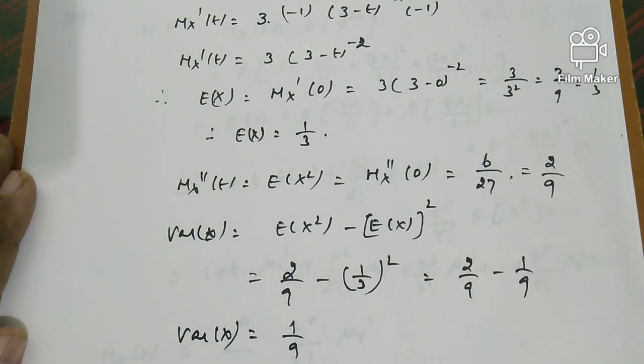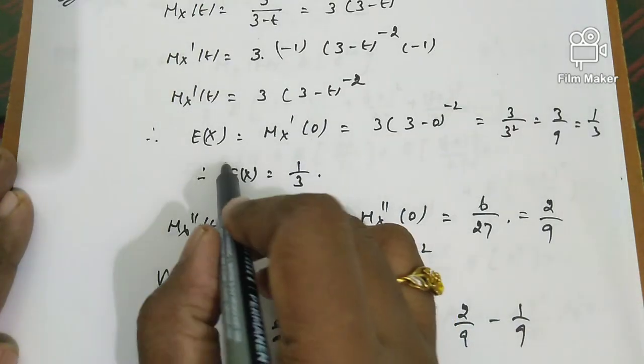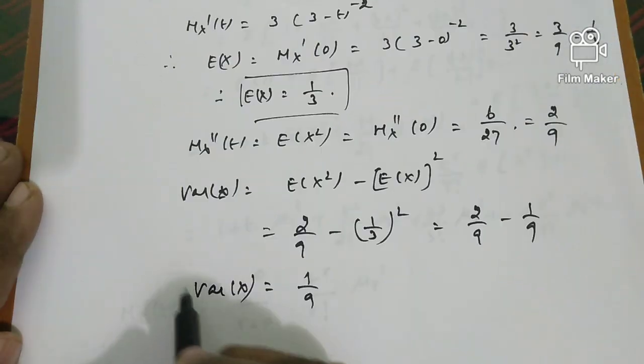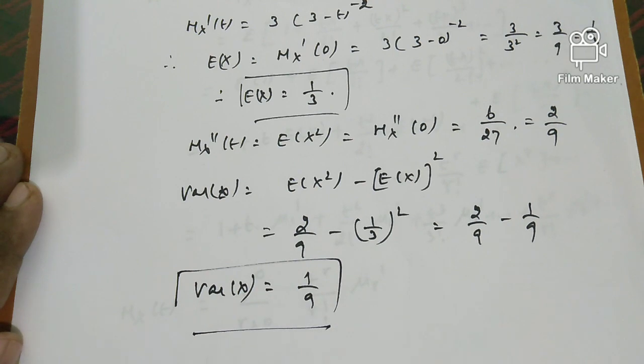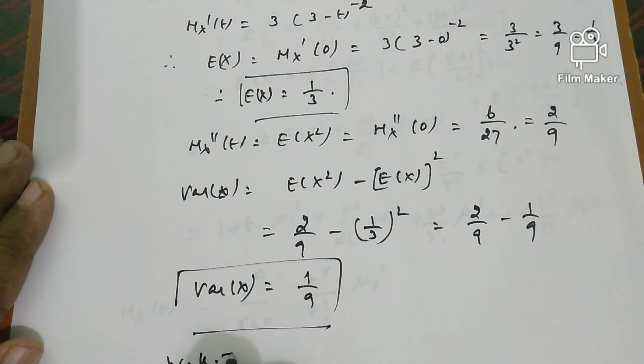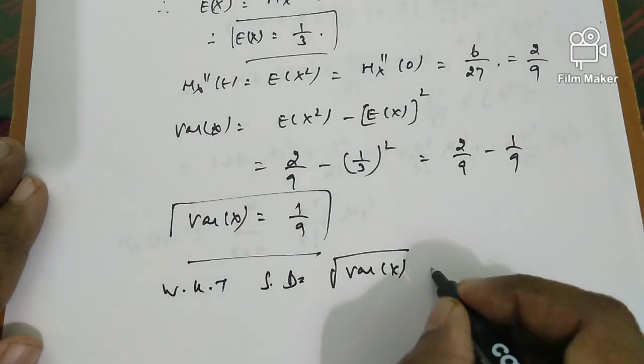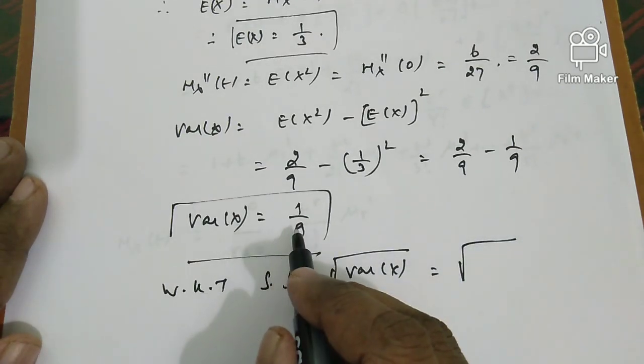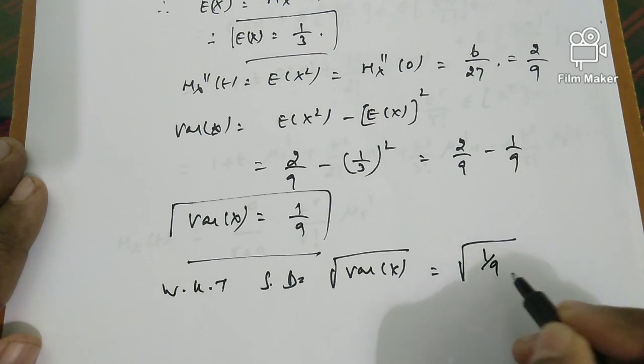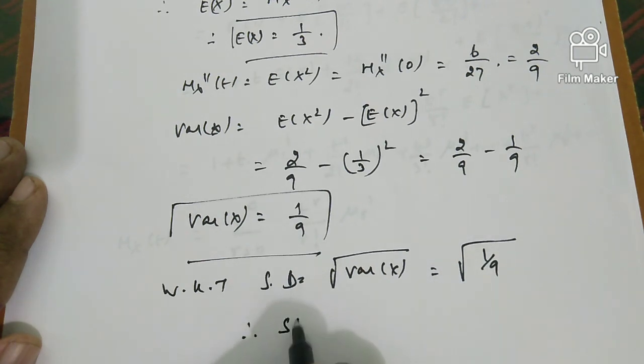E of x is 1 by 3 and variance of x is 1 by 9. The question is to find the standard deviation. We know that standard deviation equals the root of variance. So standard deviation is the root of variance of x, which is root of 1 by 9. Root 9 is nothing but 3, so the standard deviation answer is 1 by 3.